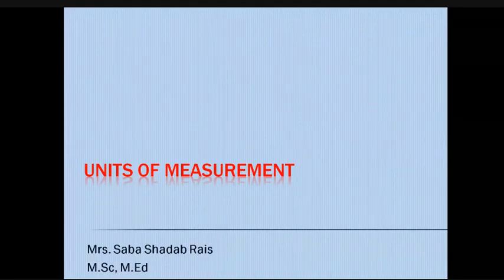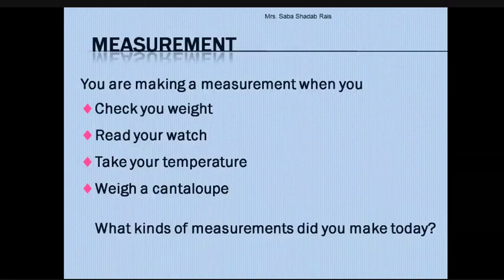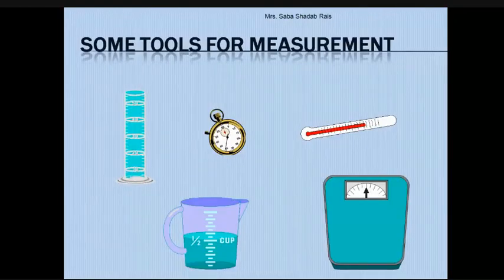So see, when we talk about units, this gives us an idea that we are specifically related to counting. Where do we require measurement? When we want to know our weight, we can measure it; reading a watch; body temperature; environmental temperature, whether it is hot or cold; weighing a cantaloupe or anything. So what kind of measurements have you done today? Just make a note that yes, today I measured this, I counted money, I did this, I did that.